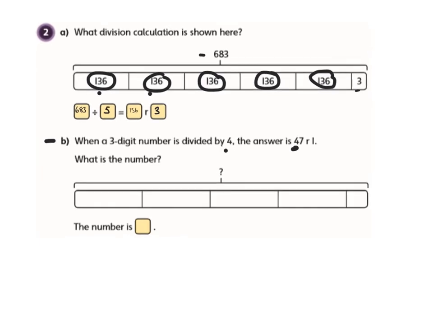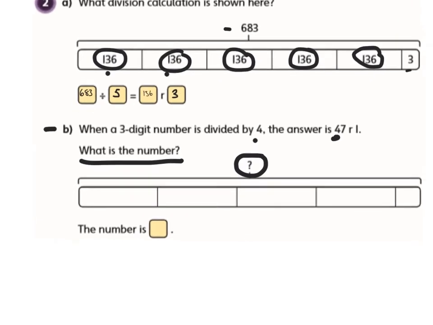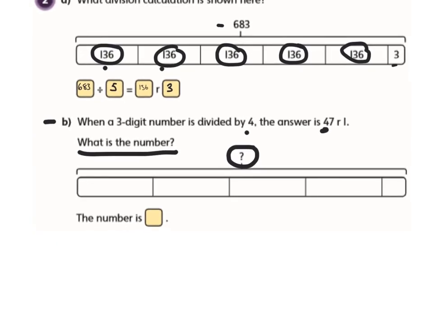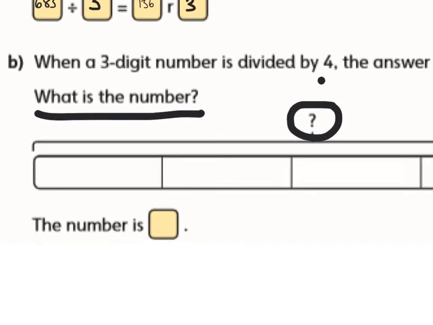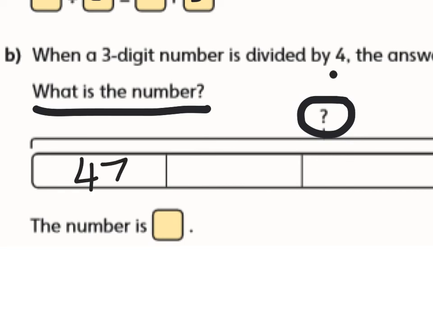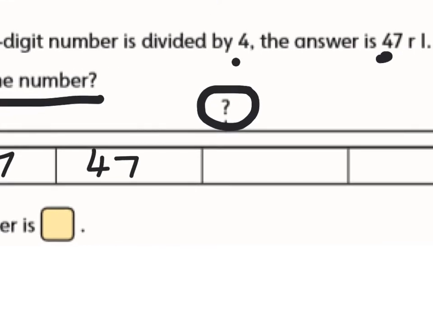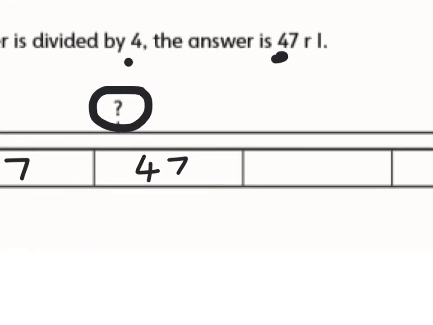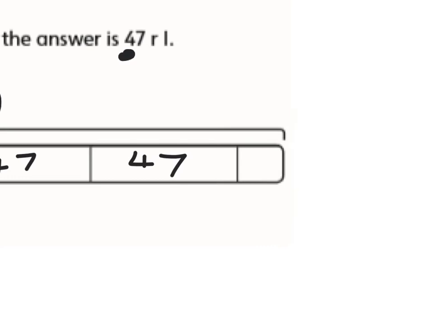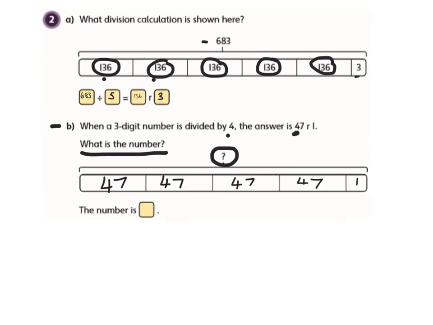Looking at B, when a 3-digit number is divided by 4, the answer is 47, remainder 1. What's the number? So we need to find out our total up here, don't we? So we can just use the inverse for that. So it's divided by 4. So we've got 1, 2, 3, 4. We've already got our bar model drawn out for us. We've got our equal parts. So let's put 47 in the first box there. That's 47. That's 47. That's 47. And our remainder is 1.